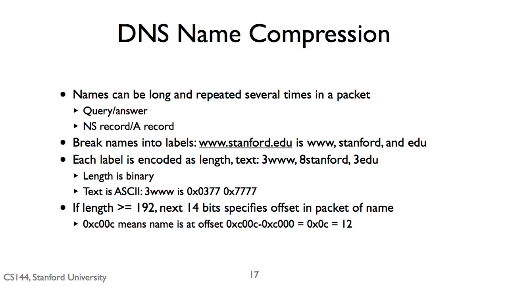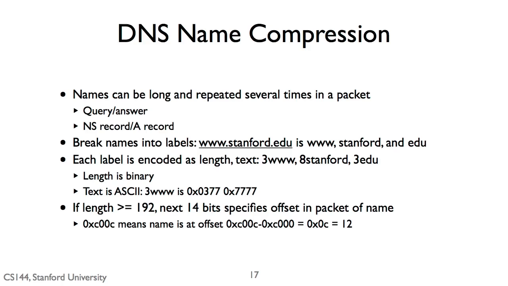It turns out that DNS does a lot of name compression because it's trying to pack everything into 512 bytes. Names that are repeated through the packet are, rather than repeated, just referenced. So imagine if I'm asking a query about, say, www.stanford.edu, I don't necessarily want to have that repeated many times in the packet. I can just put it once and then refer to it.